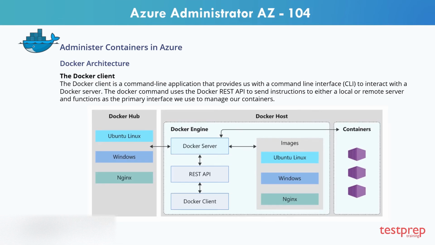Let's take a look at Docker architecture. The Docker client. The Docker client is a command line application that provides us with a command line interface to interact with the Docker server. The Docker command uses the Docker REST API to send instructions to either a local or remote server and functions as the primary interface we use to manage our containers.